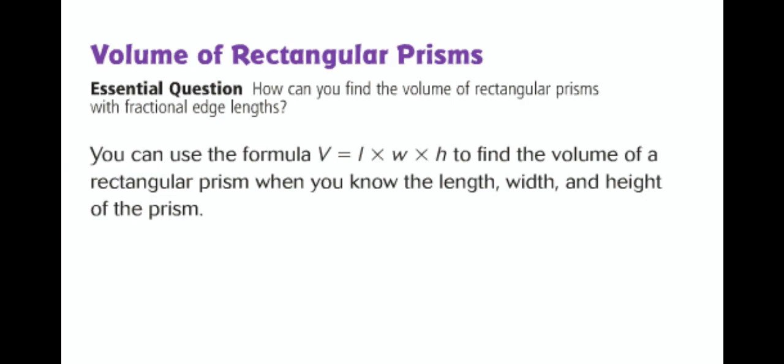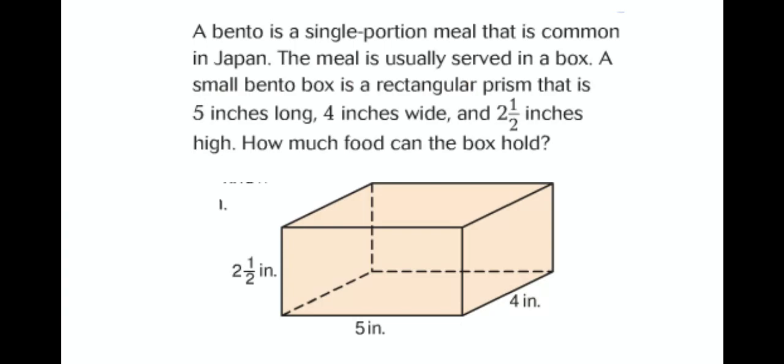But to shorten it up, you could actually write it as V equals LWH, because you remember in algebra, the default operation is multiplication. So it could be V equals LWH instead of L times W times H. So we have a bento meal. It's a single portion meal that is common in Japan. The meal is usually served in a box. A small bento box is a rectangular prism that is 5 inches long, 4 inches wide, and 2.5 inches high. How much food can the box hold?